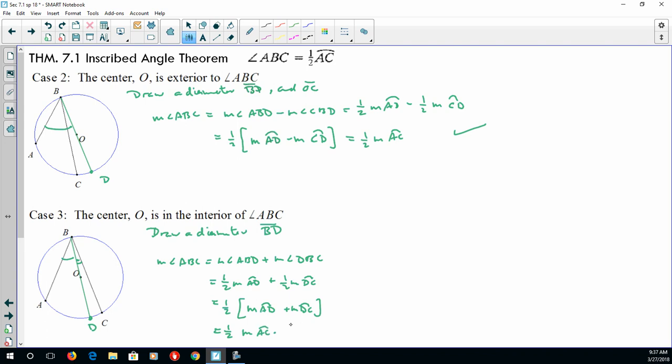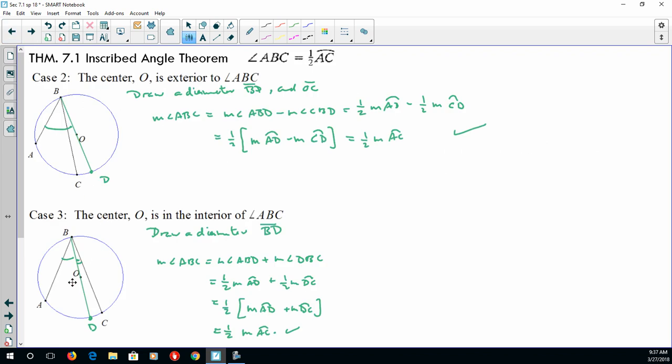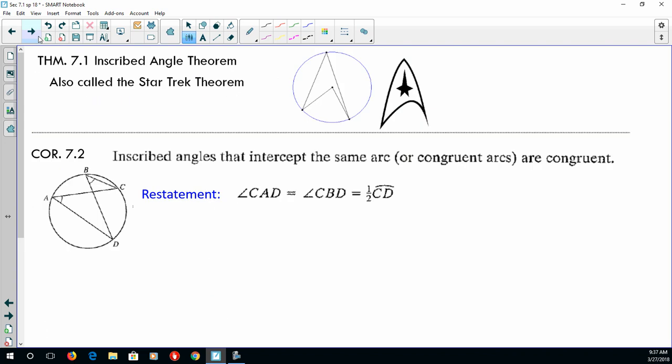Now, if you look in other books, they may not call this the inscribed angle theorem. As a matter of fact, I have one geometry book where they call this the Star Trek theorem. Okay. Because what they've done is they've taken this last case and drawn the radius from O to A and O to C and said, oh, we get something that looks like this. And that looks kind of like the Star Trek emblem. So it's also called the Star Trek theorem.